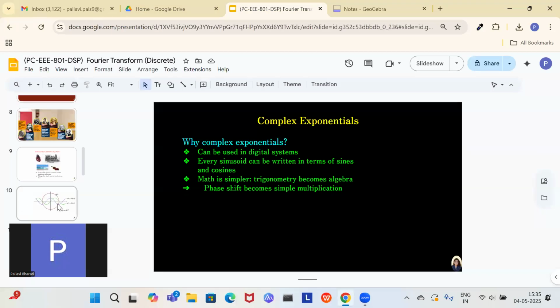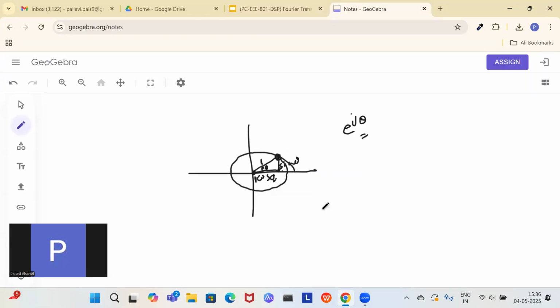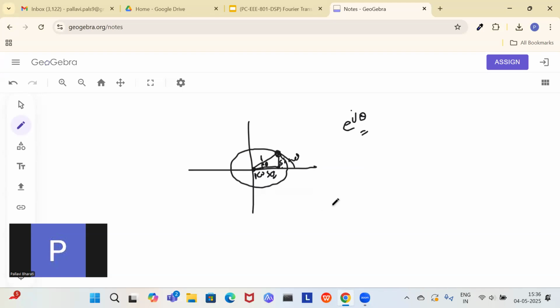Now, why are we using the complex exponential when we had cos omega t and sin omega t? Because it turns trigonometry into algebra. And when trigonometry turns into algebra, the computation becomes easier. Suppose I take another circle.